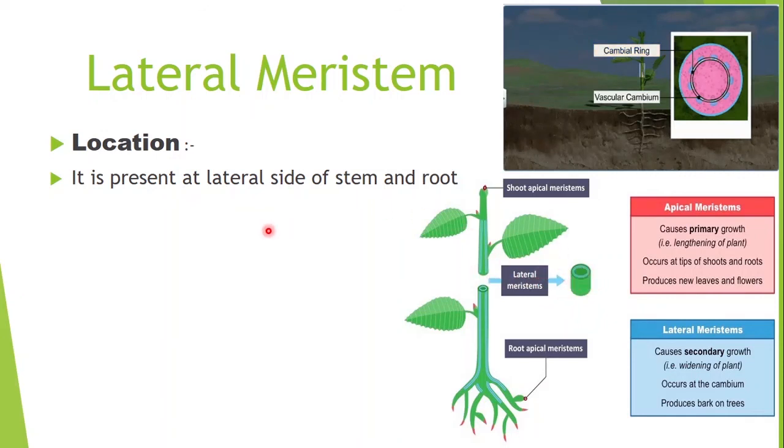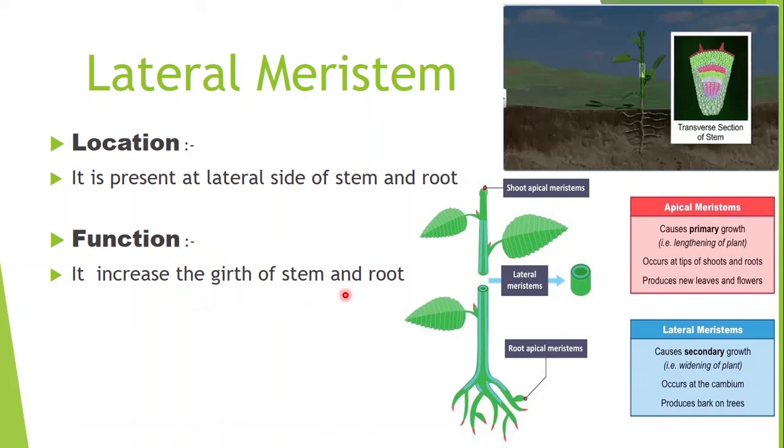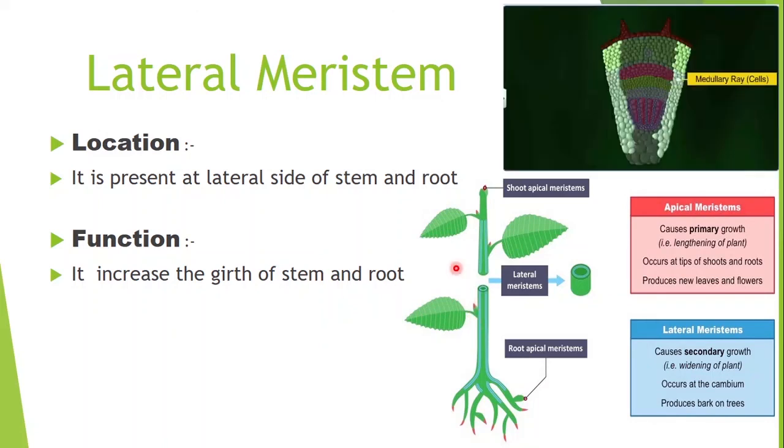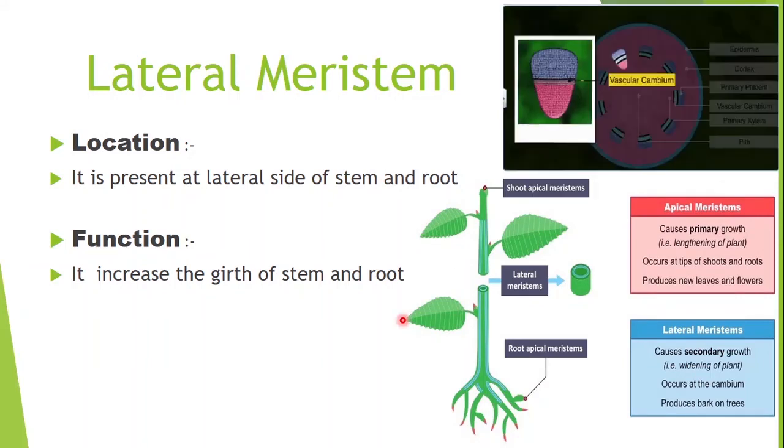Now its function is that it increases the girth of stem and root. This is responsible for the increase of the girth. That's why we can see the tree is thicker, not always thin. By the lateral meristem we can see the plant grows in length and then plants are very thick. Why are plants very thick? Because of the lateral meristem.